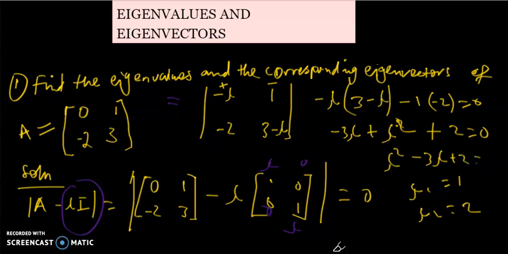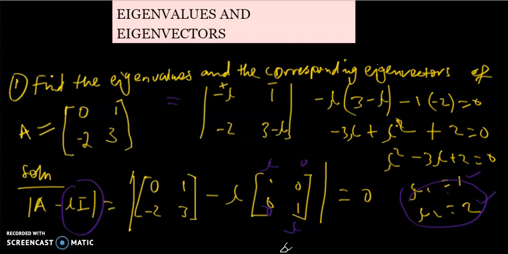Plus 2 is equal to 0. So our lambda 1 is simply 1 and our lambda 2 is simply 2. At this point we are going to replace the eigenvalues. These are our eigenvalues: lambda 1 is 1 and lambda 2 is simply 2.